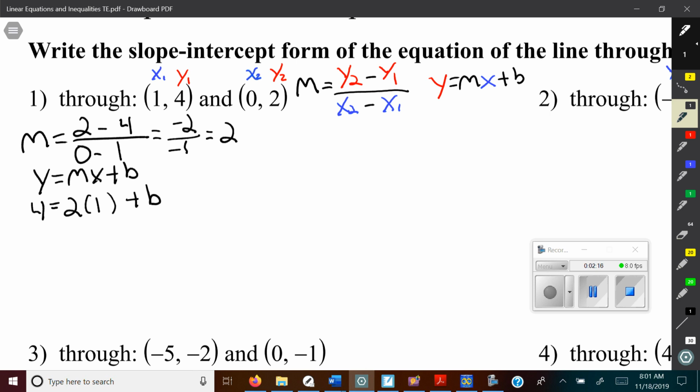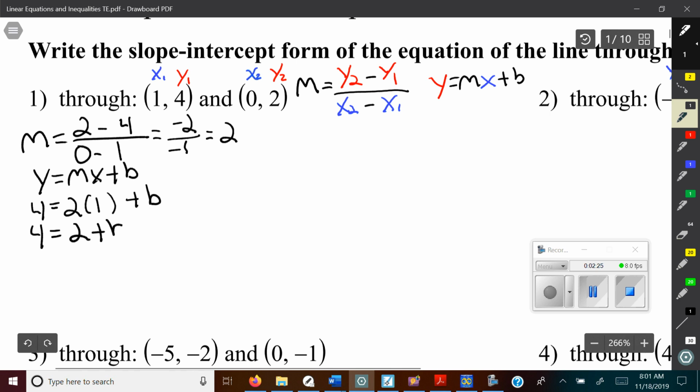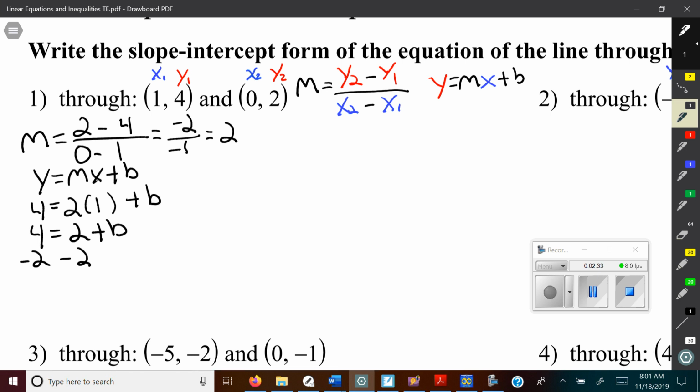So then we go ahead and work the algebra here. 2 times 1 is going to be 2. Then we subtract the 2 on both sides, and we realize that our b value is 2.